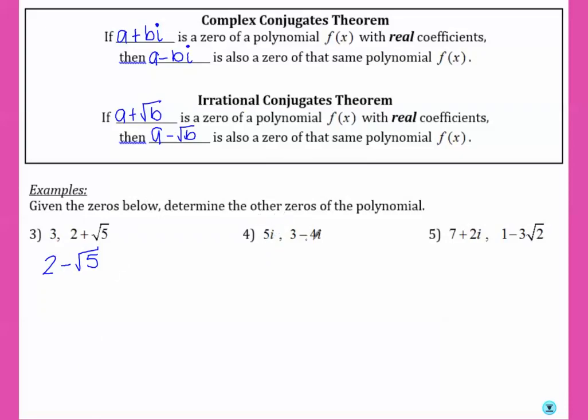And number 4, both of these are complex numbers, so they both fall under the complex conjugate theorem. So we know that -5i is a root, or 0, and 3 plus 4i is also a root. Take a second and try the last one.